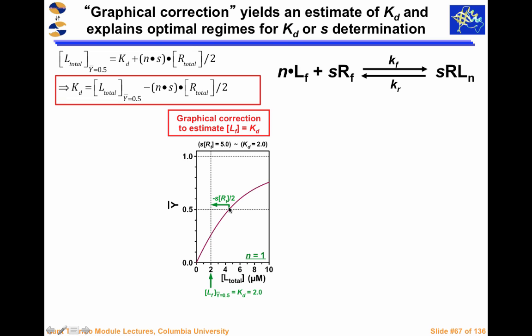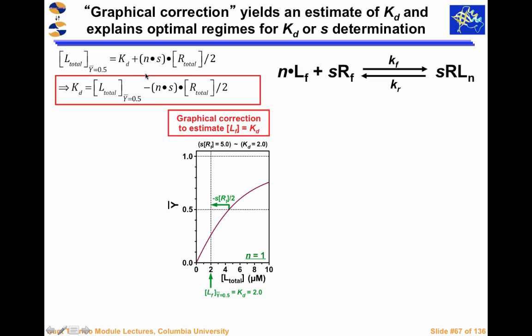We subtract out from that. In this case, n is equal to 1, so NSRT over 2 is just half of the total receptor concentration. At 50% saturation, half of the receptor is bound. We take the receptor concentration and divide by 2. We have one ligand bound per receptor molecule in this case. So we subtract out NSRT over 2. And what do we get? Well, we get 2 micromolar, which is KD.